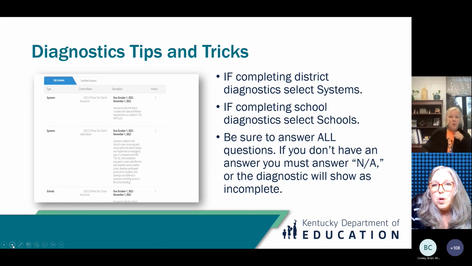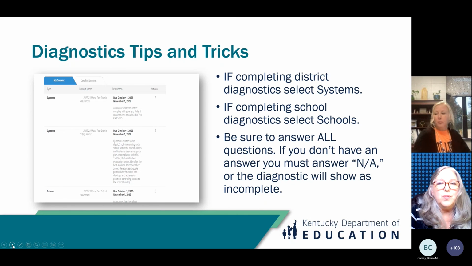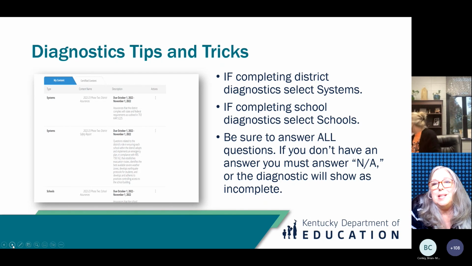There is no easy button, and I wish there were. But if you've done all this work and there's no way to simply transfer that over, you will have to open the correct diagnostic and then copy and paste each of those answers or do it again from scratch. So just save yourself some agony, because it just breaks my heart. I wish I could do it for you, but there is no easy way to fix that. You simply have to make sure you're on the right side.